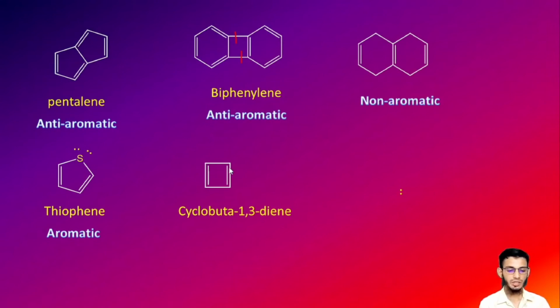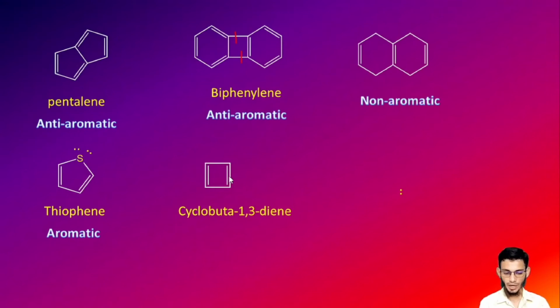You can see cyclobutadiene here. All the pi bonds. Yes, it is a cyclic molecule. It has conjugation. Why? All the pi bonds are separated by one sigma bond: pi, sigma, pi, sigma, pi. Third rule, does it have 4n plus 2 pi electrons or not?